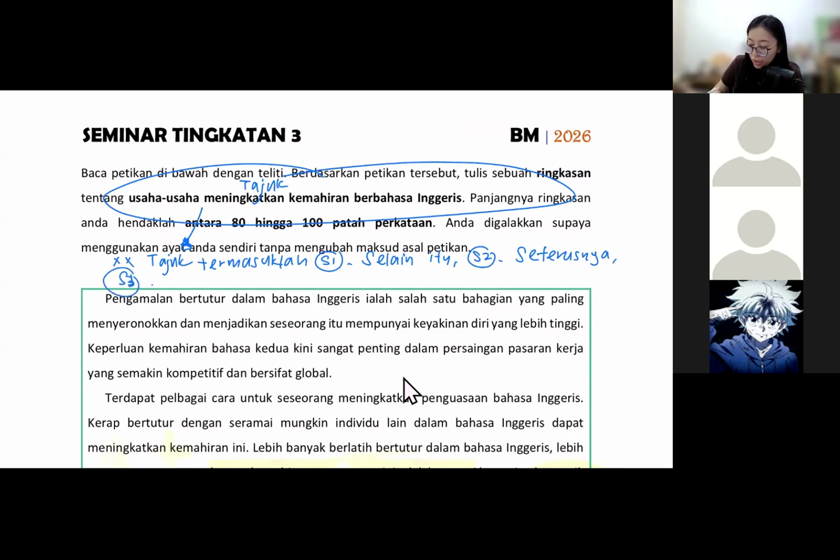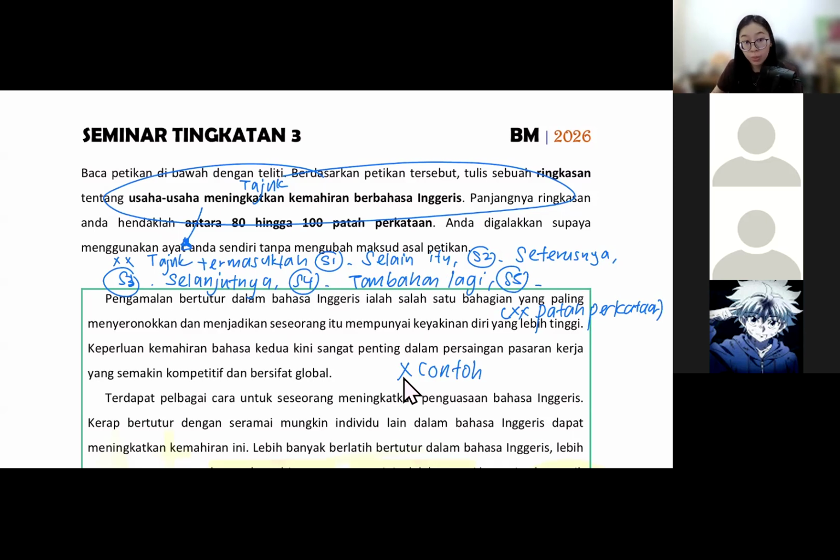Then same thing for selanjutnya isi 4. I need 5 isi only. Isi 4 and then tambahan lagi isi 5. Remember to count the words, count the patah perkataan. It's just that easy to do the ringkasan. Just find the isi from here. Remember, I don't need contoh. This one you learned since Form 1 already, so you should know how to find the point already.